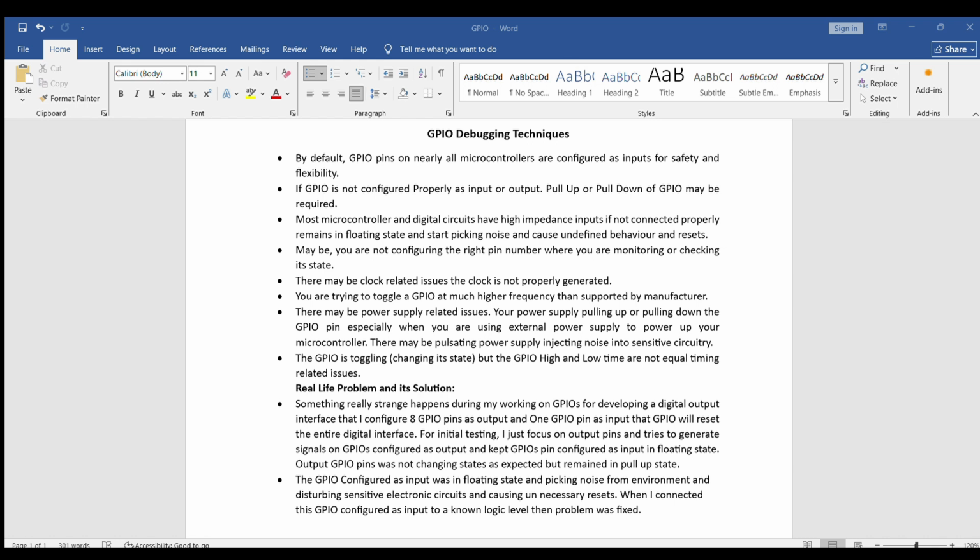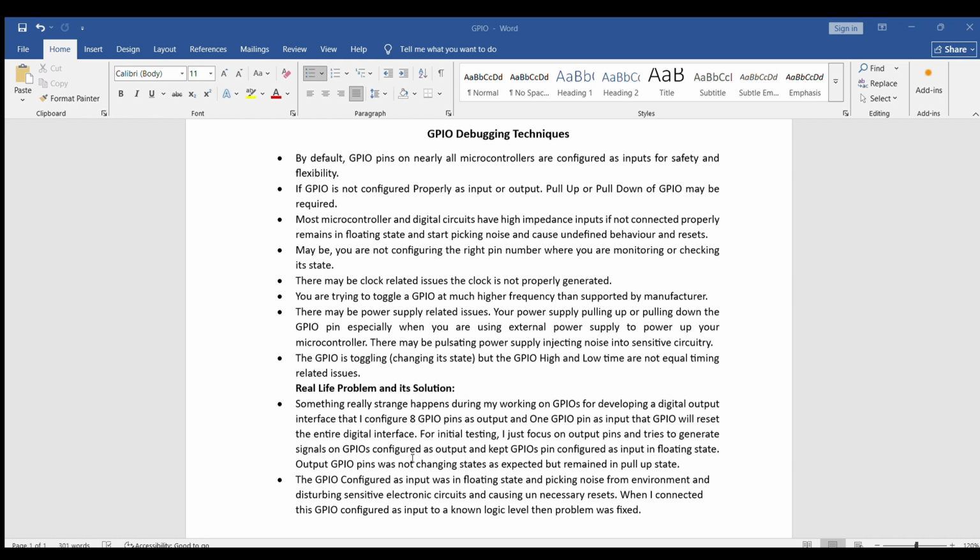And the next important thing is the pull up or pull down of the GPIOs. In many microcontrollers, some GPIO pins are by default in a pull up or pull down state, or even in a floating state or open drain state. So you need to verify the default configuration of your GPIO pins, whether they are in a pull up, pull down or open drain state, and configure these pins according to your requirement.